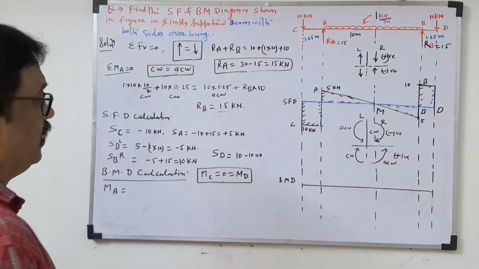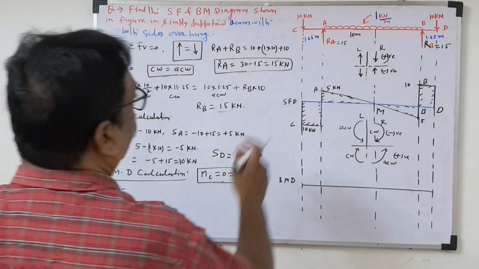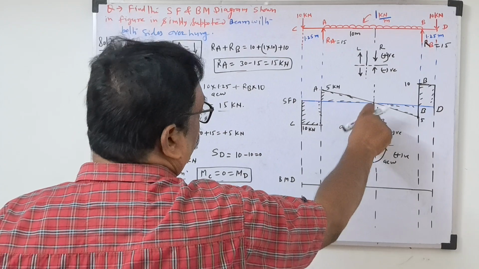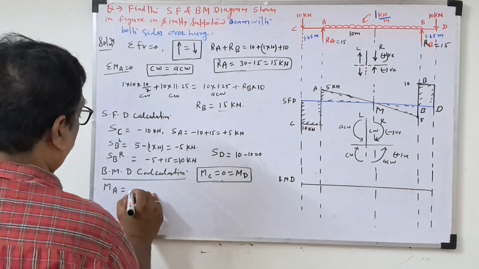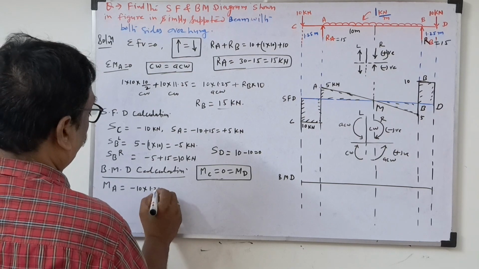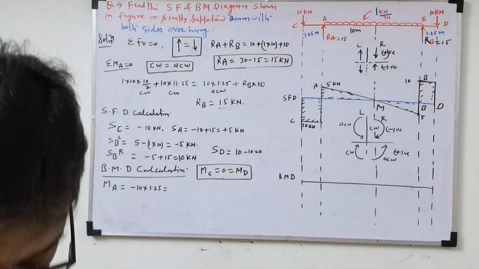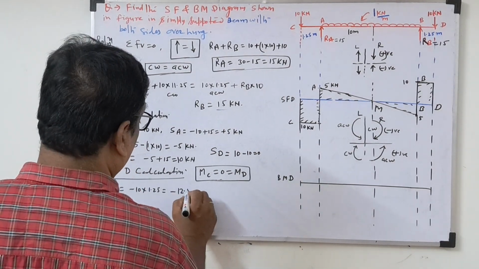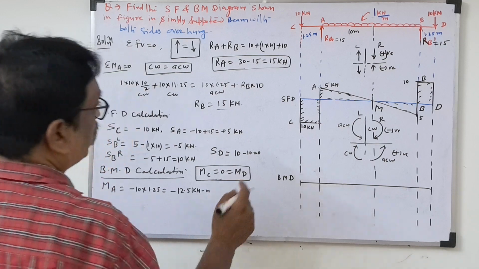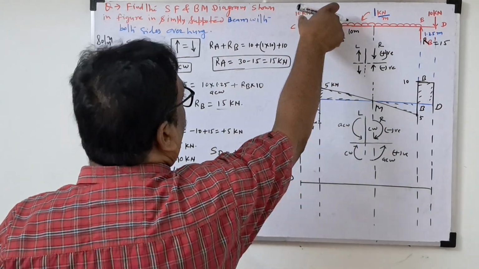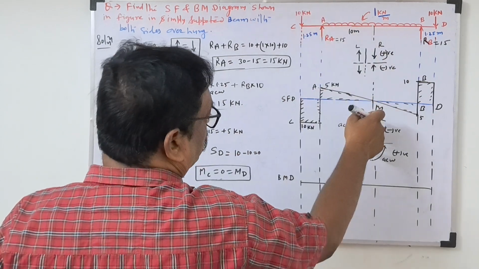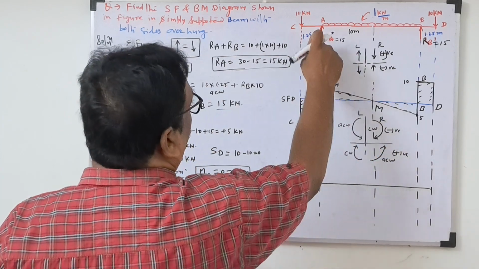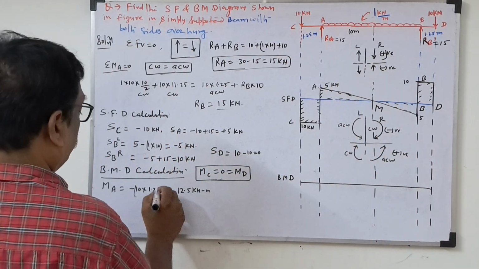So now we'll calculate first MA. MA now, see this C, which is going clockwise, left side will be negative. So minus 10 into 1.25. How much will it come? Minus 10 into 1.25, so 12.5. So minus 12.5 kilonewton meter. So how are we taking bending moment diagram at A? So C is coming anti-clockwise. So left side anti-clockwise negative, left side anti-clockwise negative. So the moment will be 10 into this.